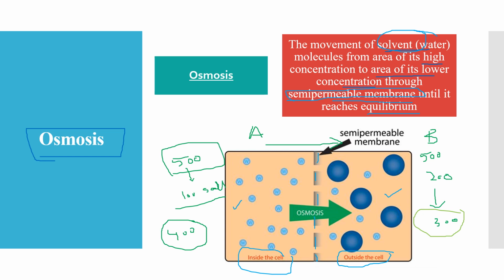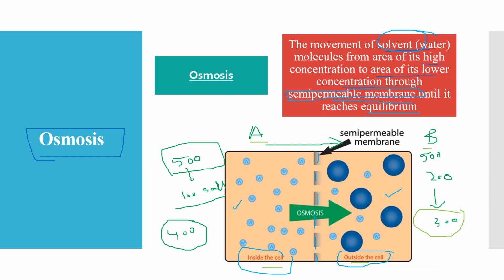So now the water molecules will move from high concentration to low concentration, means water molecules will move from compartment A to compartment B, or from inside of the cell to outside of the cell. So here the water molecules or solvent molecules are involved, and here the semi-permeable membrane is present, because in osmosis semi-permeable membrane is essential. And the third thing in the definition is until it reaches equilibrium. Equilibrium means on both sides the water molecules will be the same.